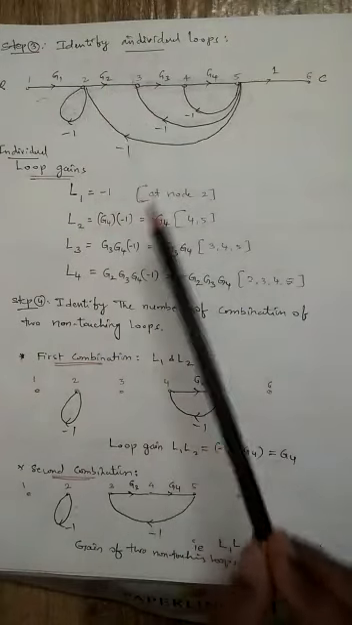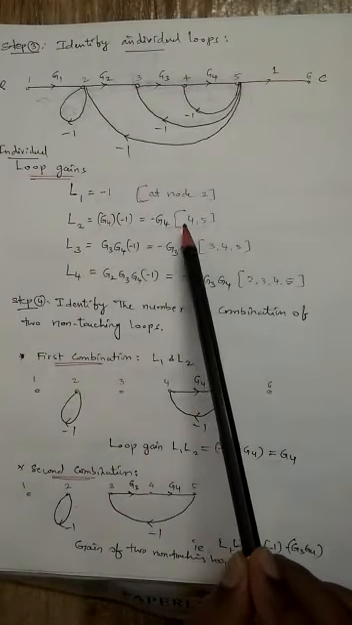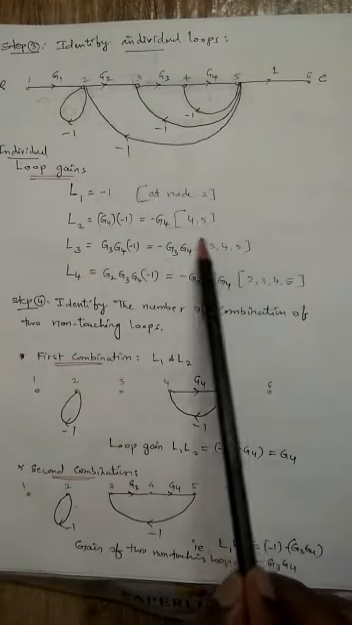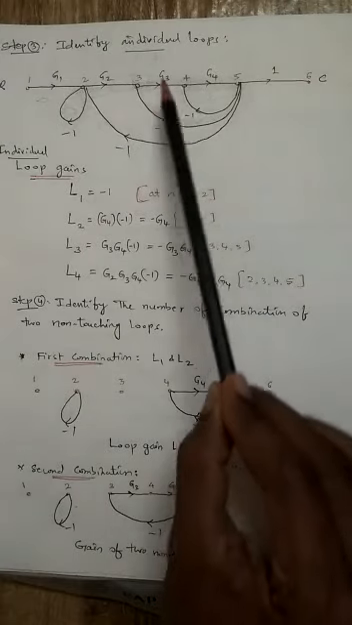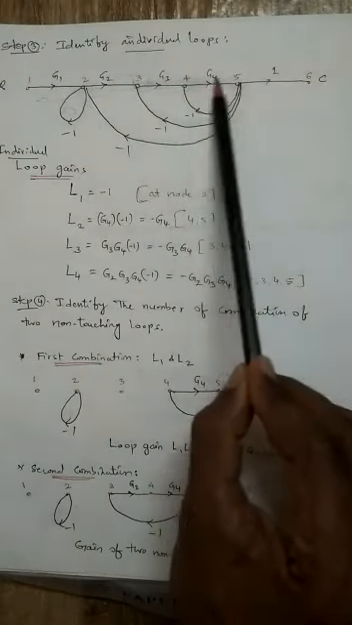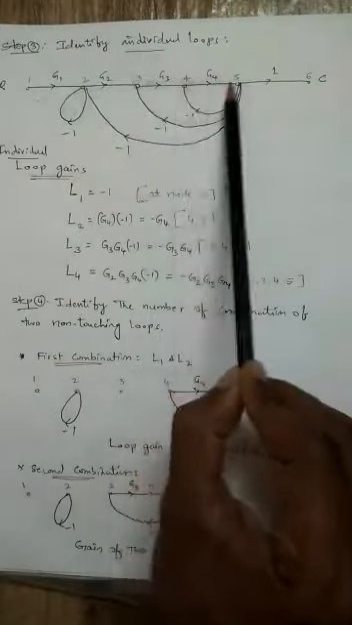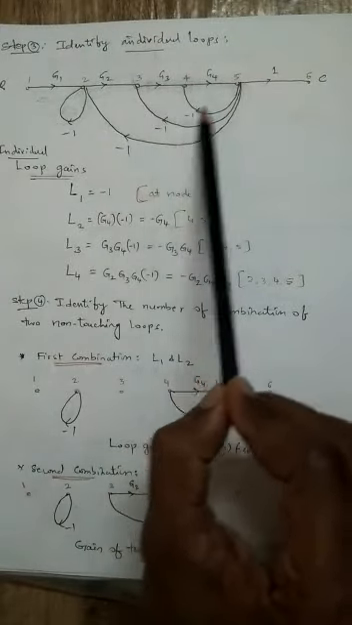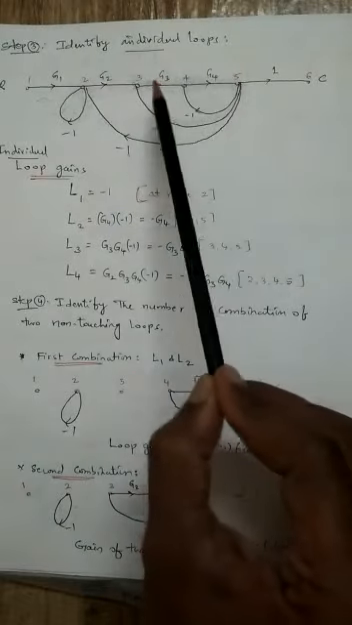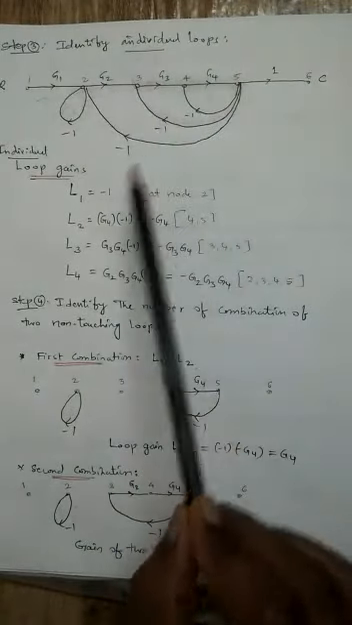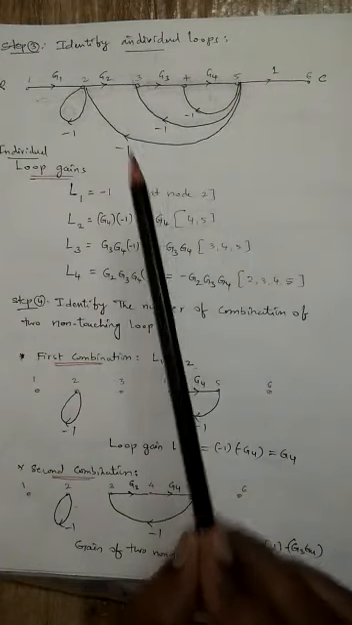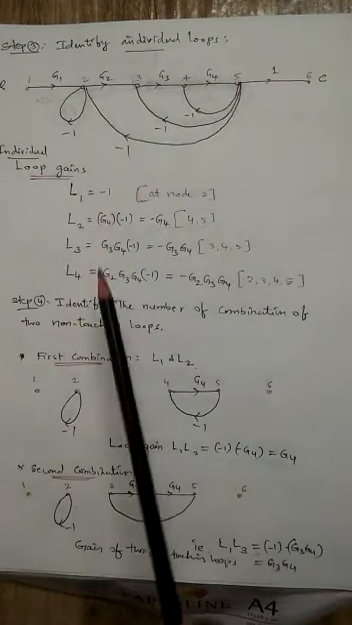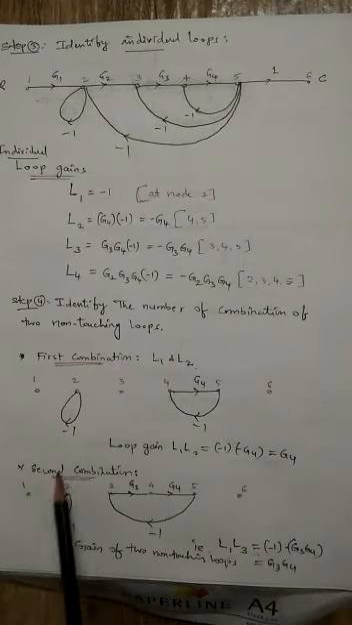Suppose, if you take L2, L3 here, the nodes common here are 4 and 5. So L2 and L3 both are touching here. Hence they are not non-touching loops. They are touching loops. So you have to identify only non-touching loops. One combination is L1, L2. Another combination is L1, L3.